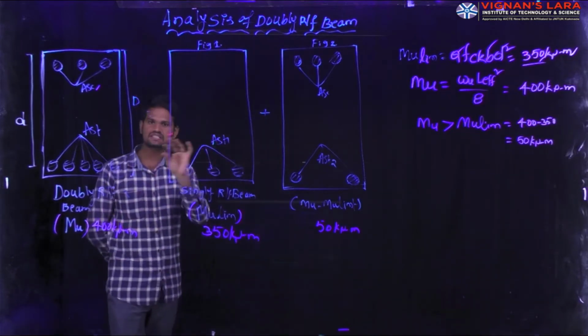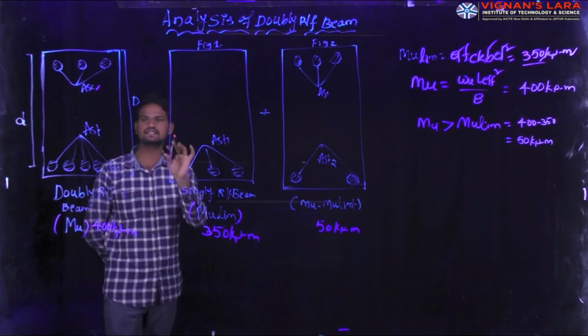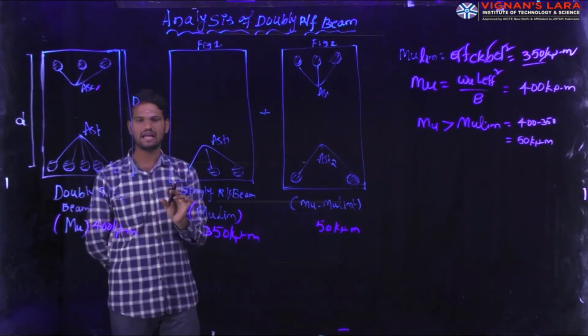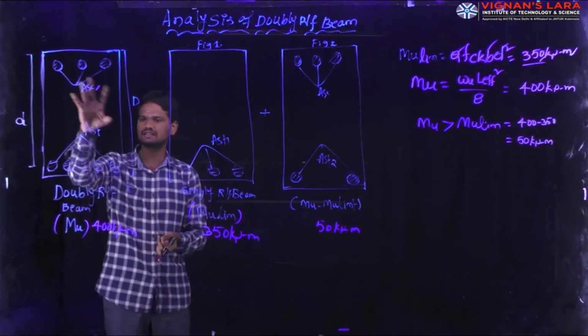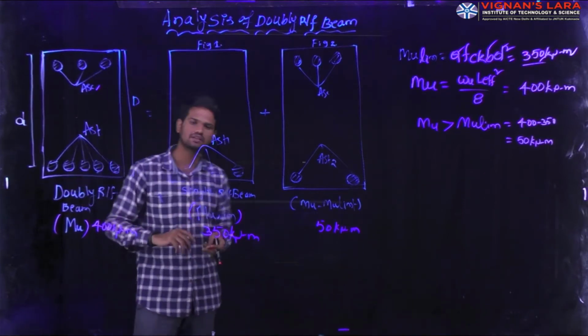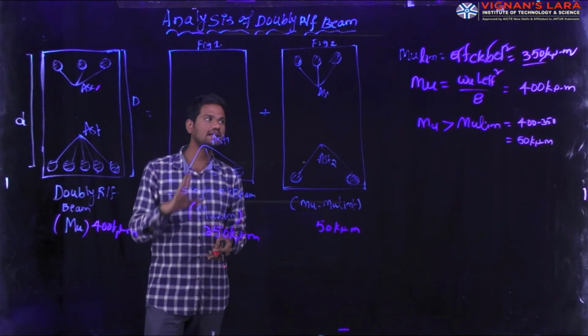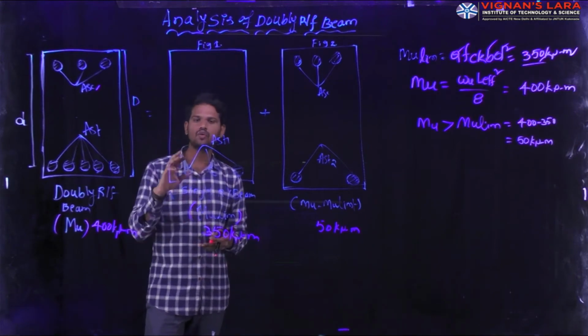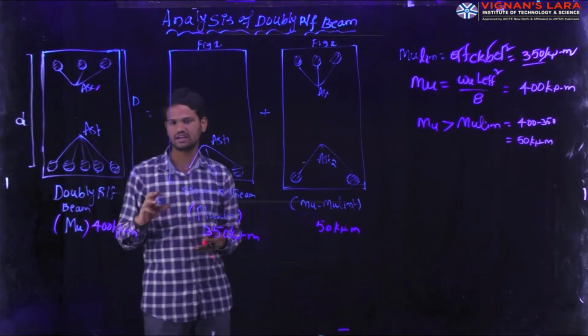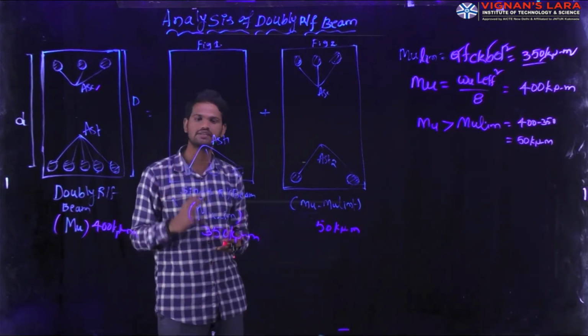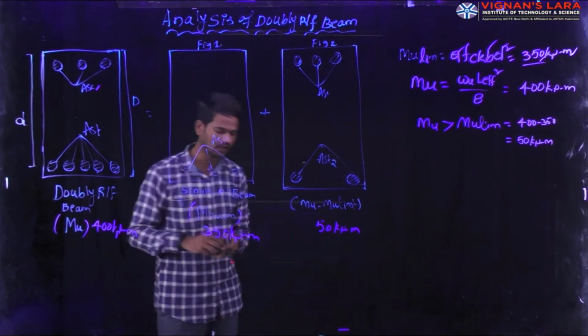Up to this is the complete discussion of analysis of doubly reinforced beam. This is just a diagrammatic representation for the analysis of doubly reinforced beam. Now we will calculate the analysis of compressive forces. That means what are the different types of compressive forces acting on the beam.